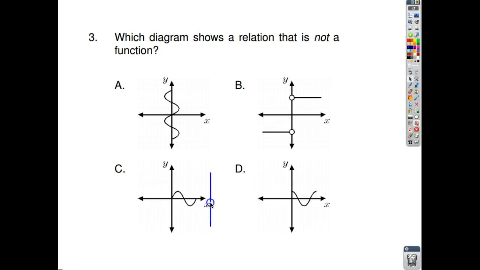It is a function. C, also a function. It passes the vertical line test. Nowhere does it touch the vertical line twice. And hopefully you looked at A and said, oh yeah, this one touches it 4 times, right? Here, here, here, and there. All 4 places. So as long as it hits more than once, it is not a function.